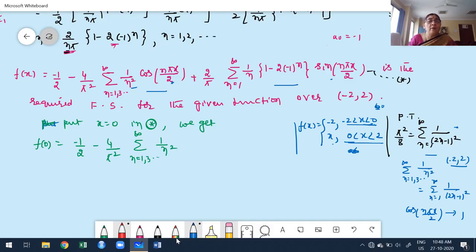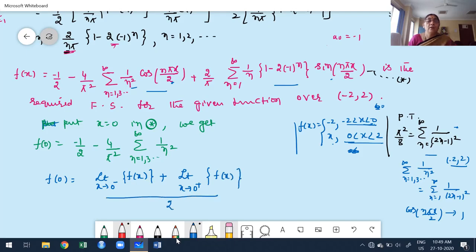How do we find the value of the function at the point of discontinuity? I take the average of the left hand and right hand limits. The limit as x tends to 0 of f of x, plus the left and right hand side limits of the function at the point of discontinuity, divided by 2. Average means divided by 2. Here x tends to 0 minus, left of 0, the interval minus 2 to 0. What's the function? Minus 2. The function is a constant, minus 2, so f of 0 from the left is minus 2 only.